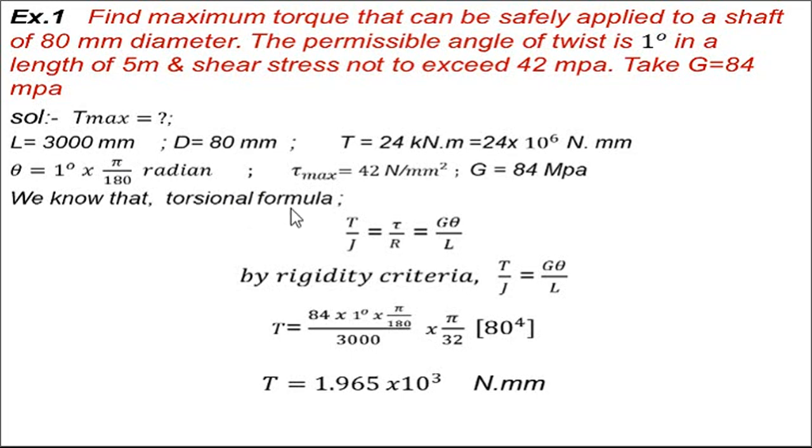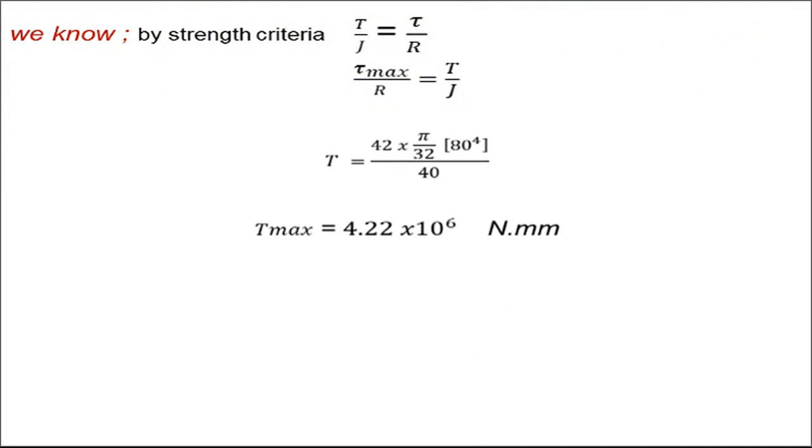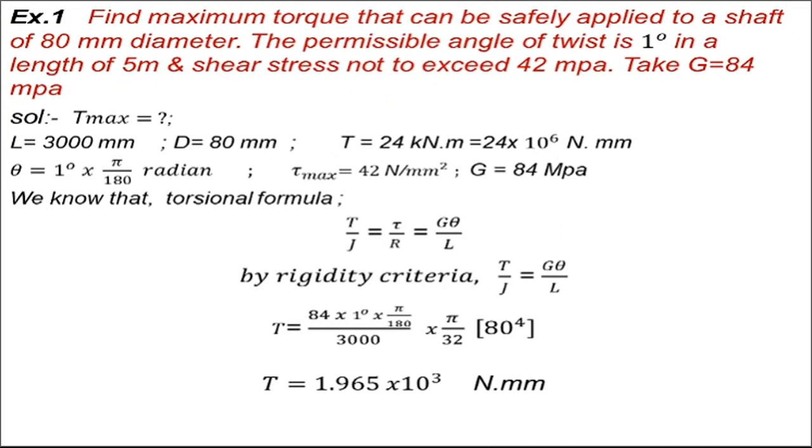We know the torsional formula or torsion equation: T by J is equal to tau by R is equal to G theta divided by L. First of all they ask about the maximum torque. In this problem we would like to check the maximum torque for the rigidity criteria as well as the strength criteria. First we will calculate the torque by the rigidity criteria, then by the strength criteria, and then we'll see which is the maximum torque.